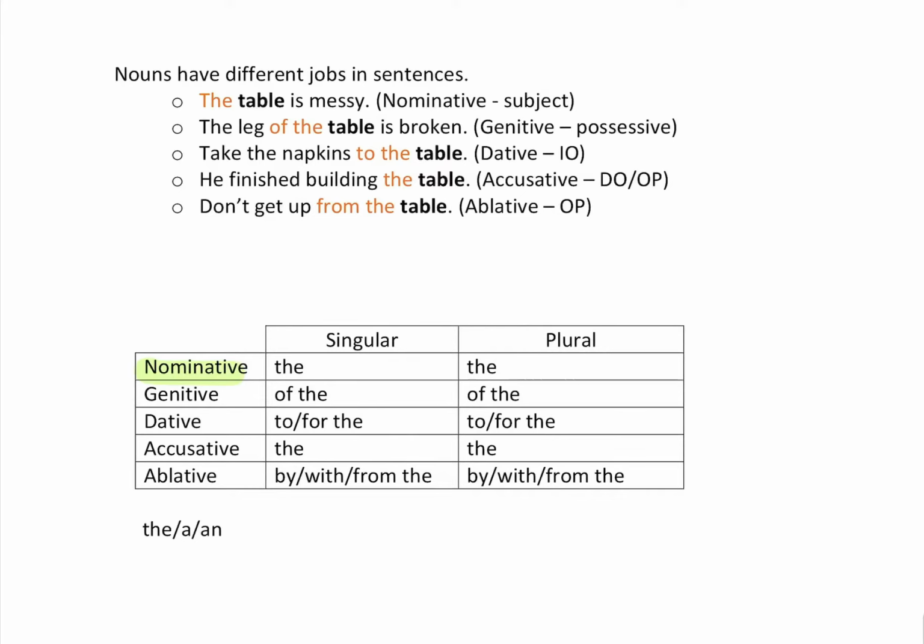Take the napkins to the table. We call that dative in Latin, and in English grammar, it's called the indirect object. He finished building the table. In Latin, we call that the accusative, and in English, we call that the direct object. It also can be an object of the preposition. So, don't get up from the table.